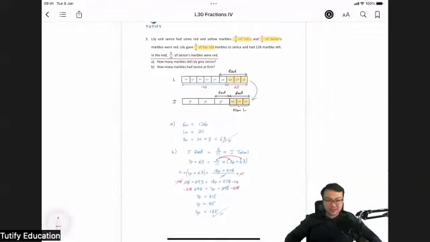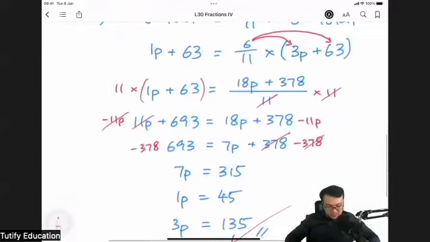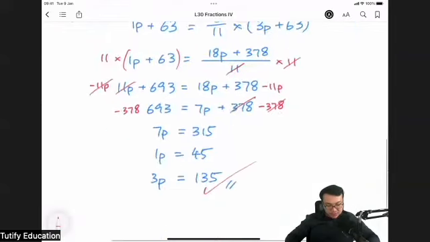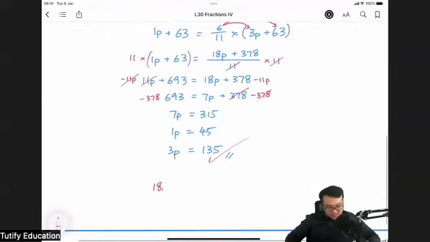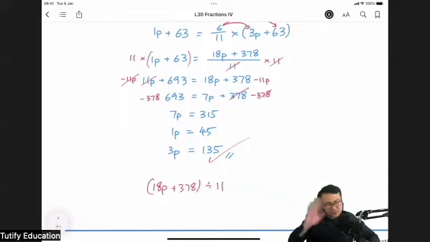Yes, Ambriel, question. I don't really understand how to do the fraction. Which fraction? 6 out of 11, is it? No, 18 parts plus 378 out of 11. That one. Very good. Over here, let me write it out for you. It means 18 parts plus 378, the whole thing divided by 11. You know why it's divide, right? Because whenever you draw a line, this line here, it means divide. Yes or no? Yes.